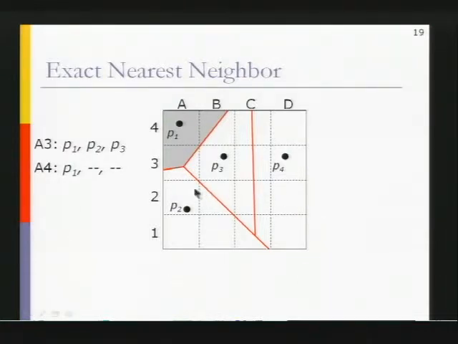So let's take an example here. Cell A3 lies at the intersection of the three Voronoi cells corresponding to P1, P2, and P3. So we store all these points. On the other hand, inside A4, there is only the Voronoi cell of P1, which is included. So we will only store P1. This is repeated for all grid cells. What is the idea? The idea is that if I retrieve the contents of a particular grid cell, I know my nearest neighbor, as long as I lie within that grid cell.